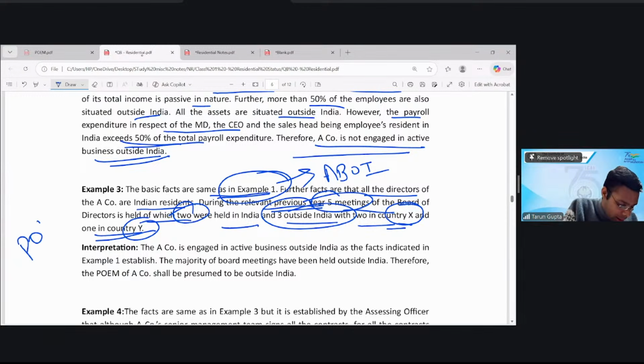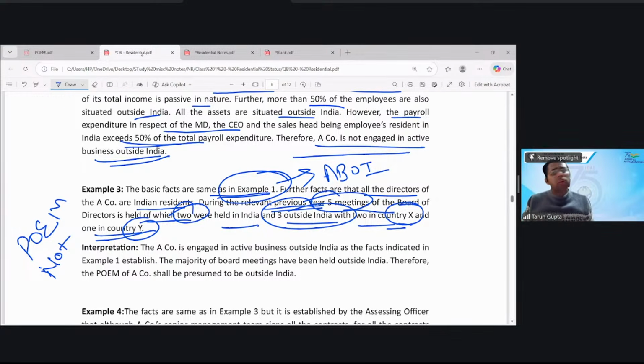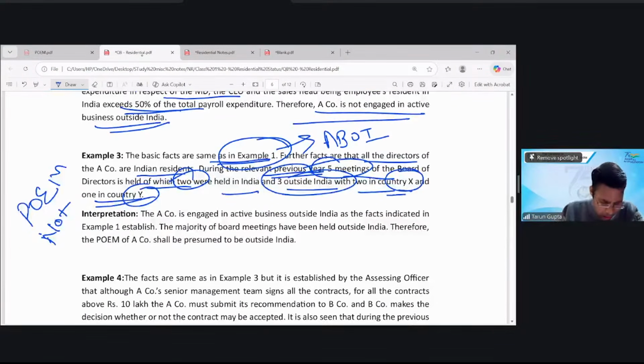Therefore, POEM is not in India. The fact that my directors are resident in India is not relevant. They may be resident in India, but actually they are taking business outside India. Meetings are happening outside India. Okay. POEM of A company shall be presumed to be outside India.